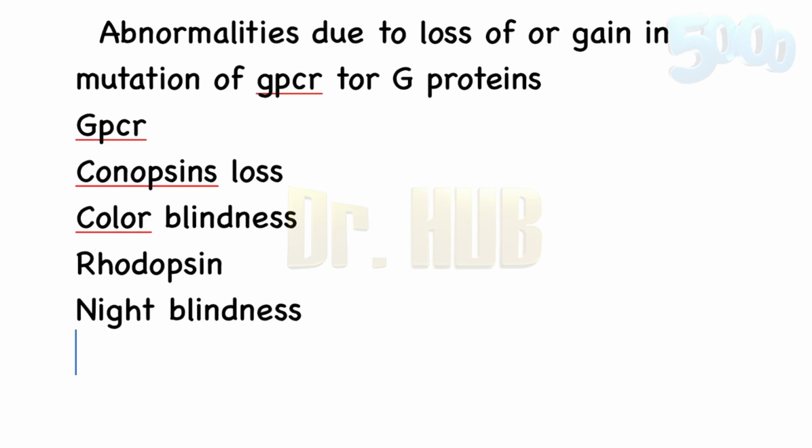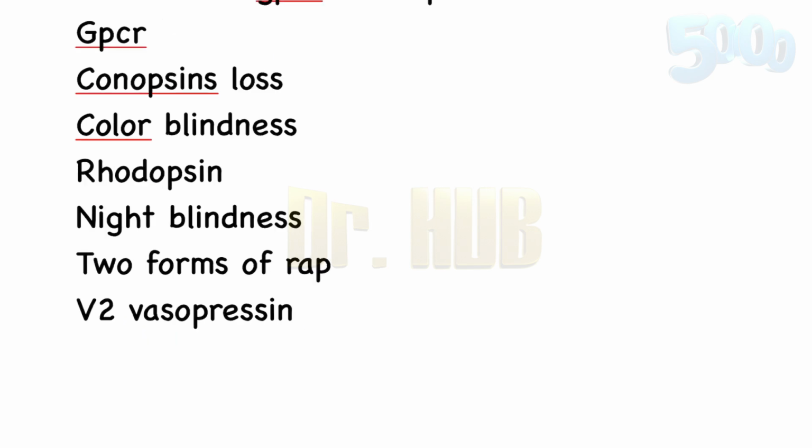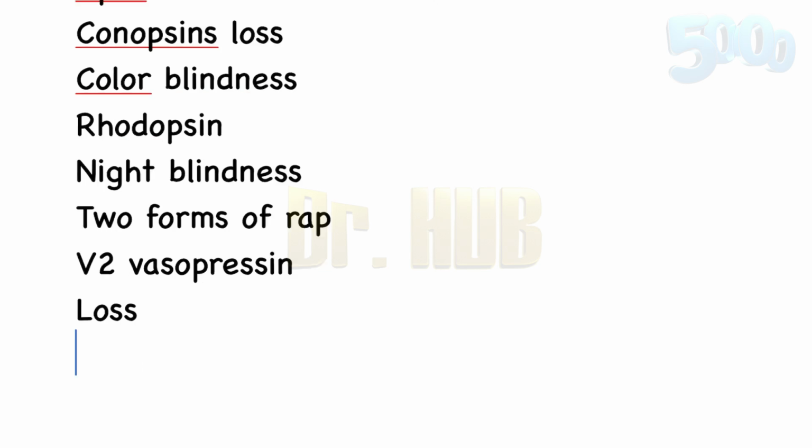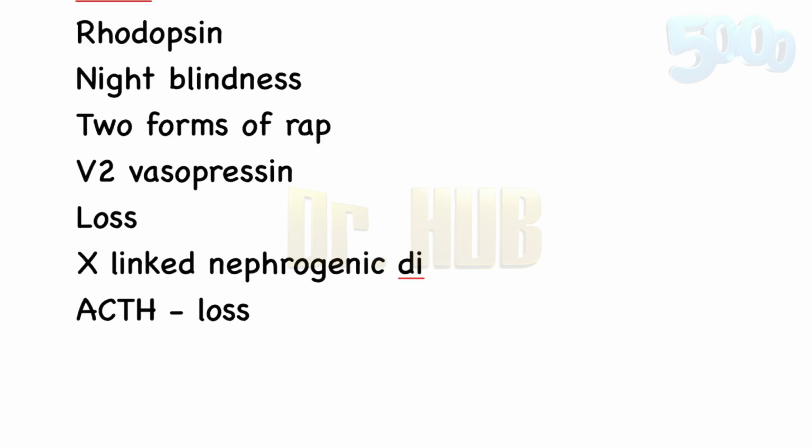There are two forms of retinitis pigmentosa, that is RP. Next is the V2 vasopressin receptor. The type of mutation is a loss, and the disease is X-linked nephrogenic DI, that is diabetes insipidus. Then comes ACTH. For ACTH, the type of mutation is a loss, and it can include familial glucocorticoid deficiency.